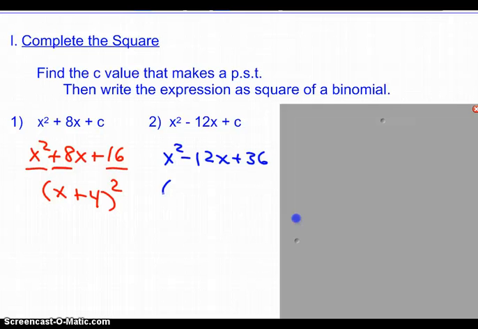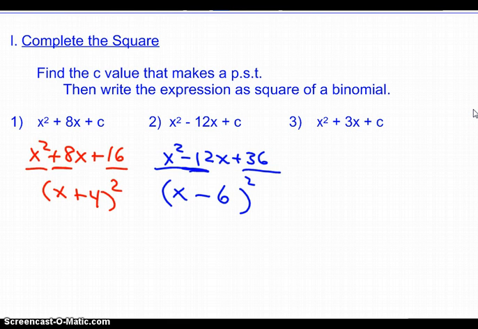So Talia, when we look at this as a square of a binomial, how would you write it? Good. The square root of x squared is x. The square root of 36 is 6. And then because the center is negative, we have to have subtraction in this binomial. So x minus 6 squared. Good. And the last one, x squared plus 3x plus c. So what are we going to add to both sides? Here, Tara.